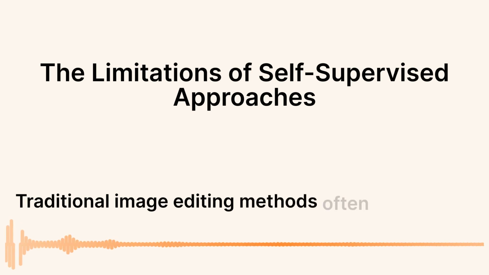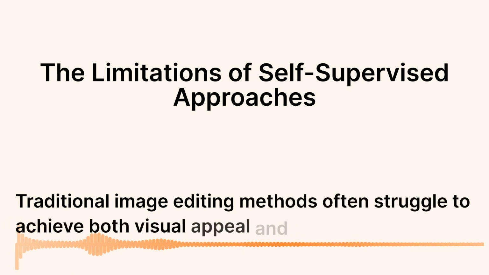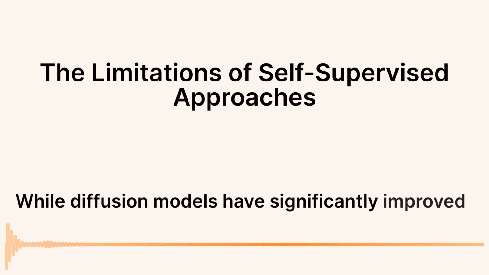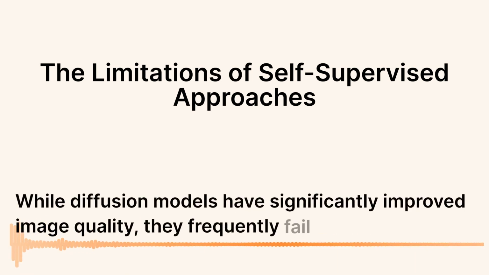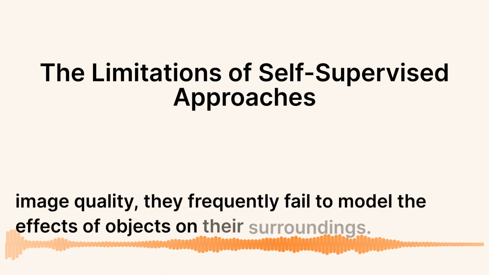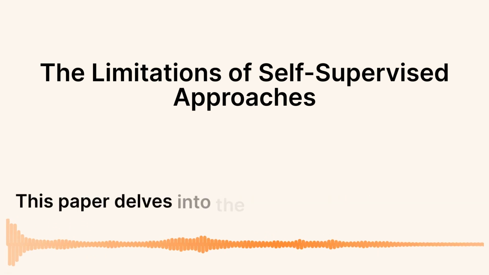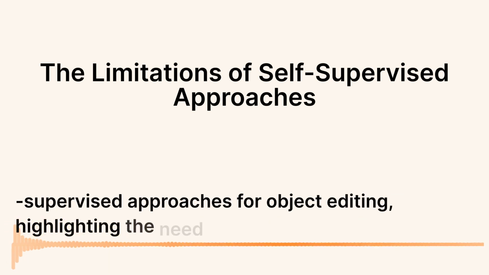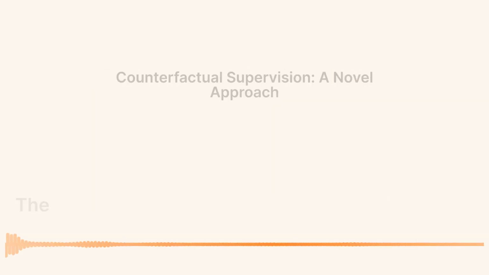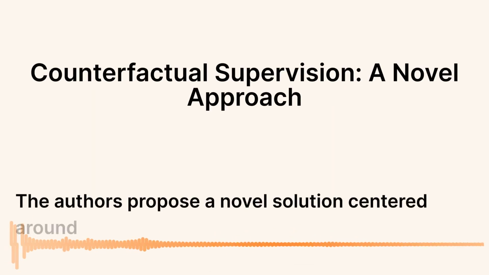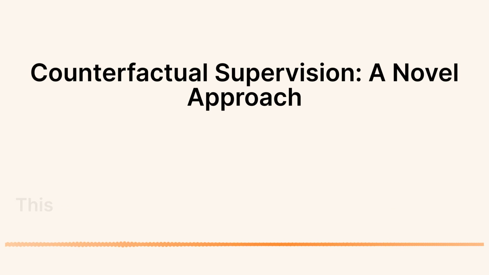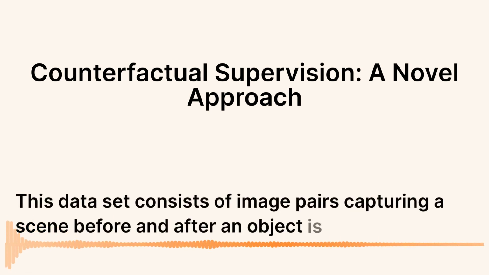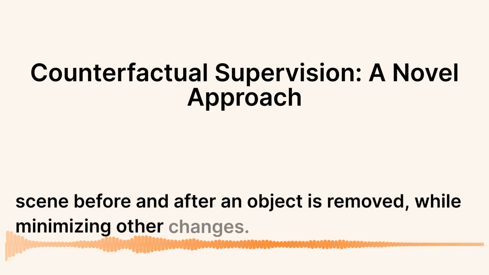Traditional image editing methods often struggle to achieve both visual appeal and physical realism. While diffusion models have significantly improved image quality, they frequently fail to model the effects of objects on their surroundings. This paper delves into the limitations of self-supervised approaches for object editing, highlighting the need for a more grounded approach. The authors propose a novel solution centered around a counterfactual dataset. This dataset consists of image pairs capturing a scene before and after an object is removed, while minimizing other changes.